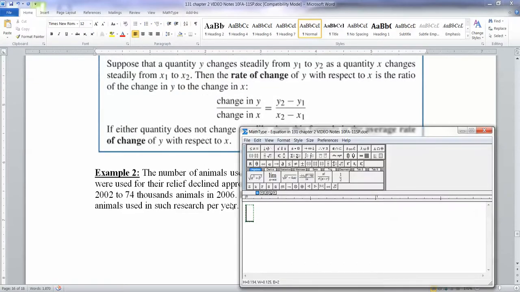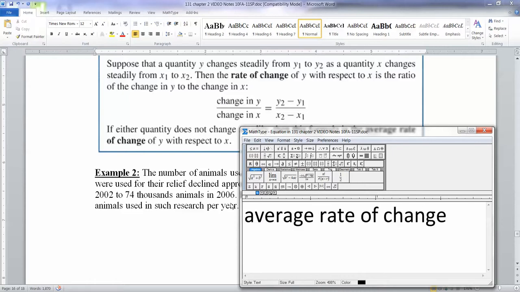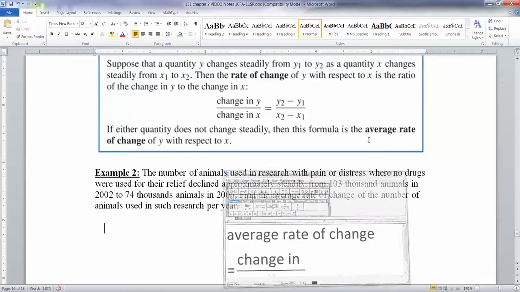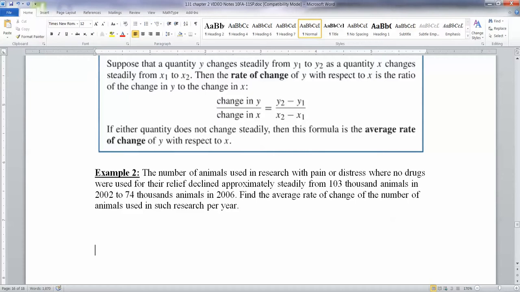So we want the average rate of change. According to the formula in that little box, that's going to be equal to the change in y. Now, what's y for us? That might be a good thing to make a note of over here. So note, it goes year, comma, 1,000 animals. Those are your two variables.